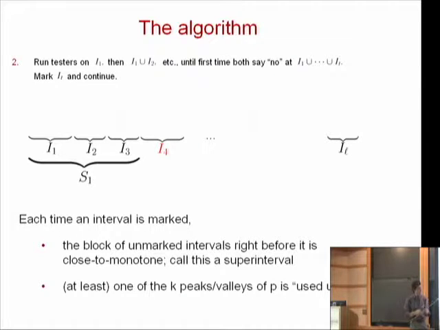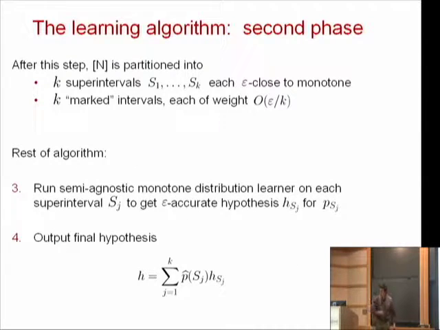OK? So we do know that every time you mark an interval, you use up at least one peak or valley. So there's going to be at most k marked intervals in total. So that's what we do. That was the first phase of the learning algorithm.